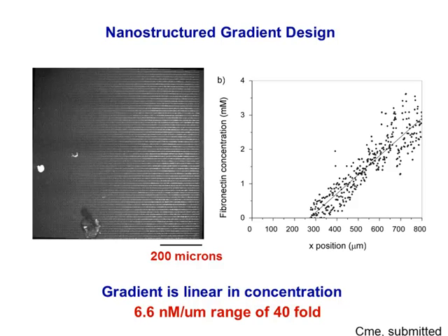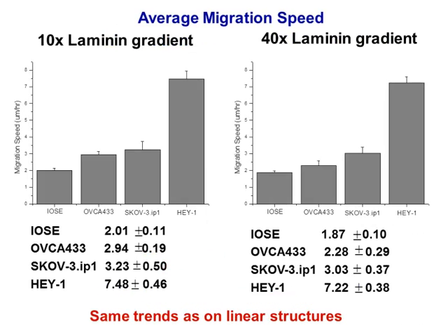But now the step size becomes smaller, so that effectively increases the dwell time and increases the cross-link density, so we get more laminin. In this case, this was actually for fibronectin. If you do the immunofluorescence and then fit this to a slope, you back out what the concentration was. We can get a range of concentration approaching about a factor of 40 over 800 microns.